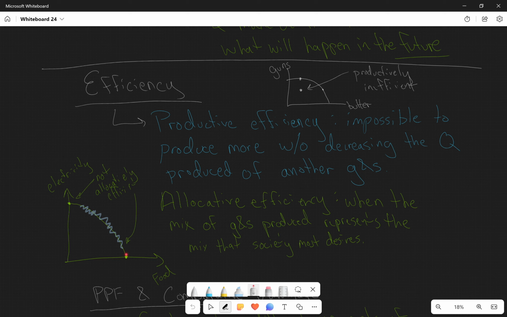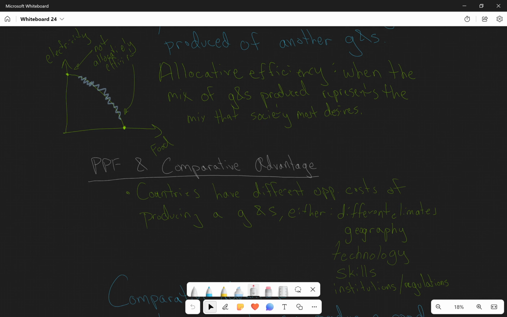And then allocative efficiency, that's more of a nuanced question that has to do with the priorities of a society, right? So, with our example here between electricity and food, we know that at some point in the middle here, there's an allocative efficiency, but we know that it's not all electricity and no food, and we know that it's not all food and no electricity, right? Nobody here is trying to become a Mennonite anytime soon.